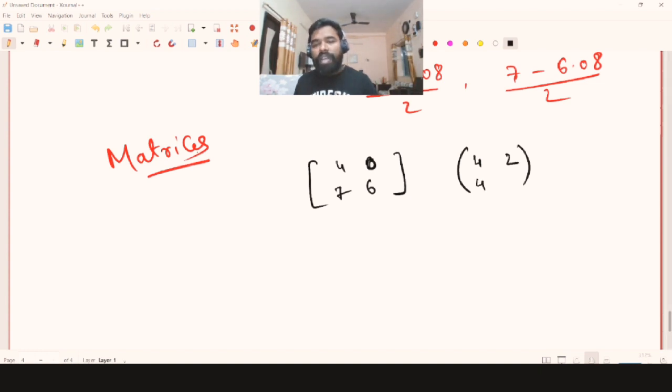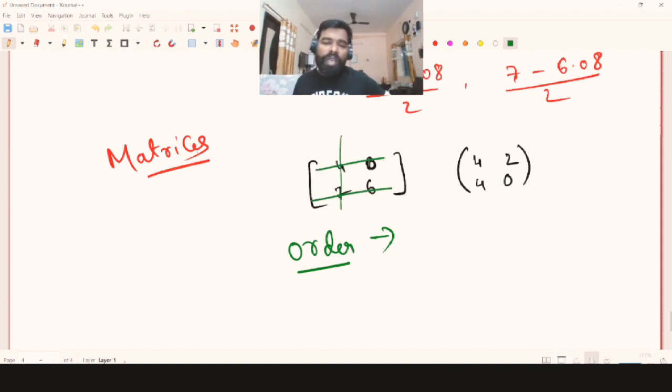Okay, so if I write like this, these are called what? Matrices. Matrices have some order. So order of a matrix. How to find the order? We need to check how many rows are there and how many columns are there. First you write row, then a multiply symbol and then column. So for these questions you can say that the order is what?